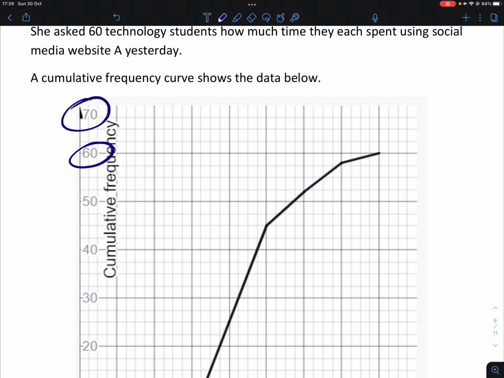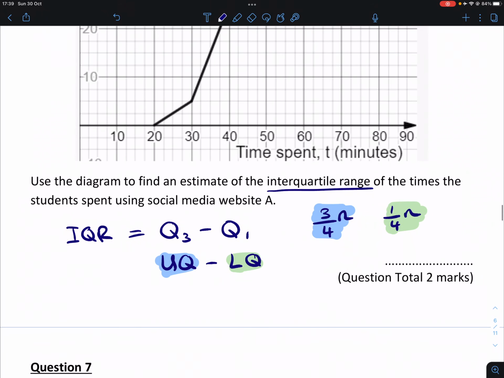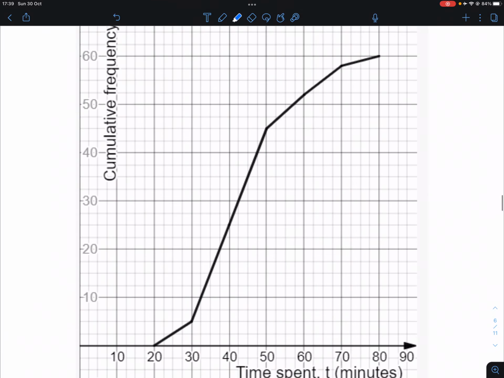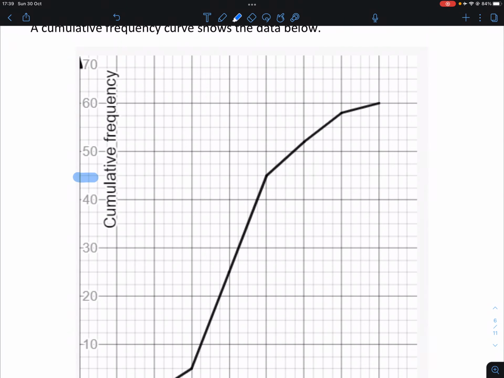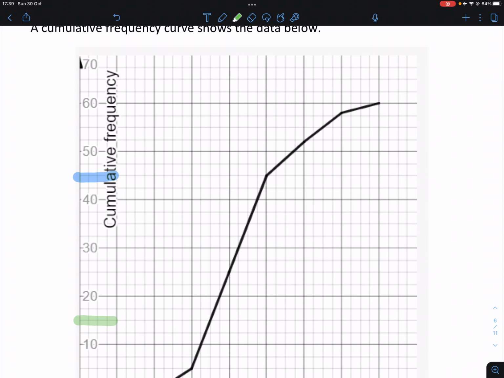They just look at the number that's at the top of the graph, right? 60 relates to the top or the end of our cumulative frequency graph. It also is stated here how many people we have. Then we're going to find 3/4 of 60, and we're going to find 1/4 of 60, which is going to give us the 45th and the 15th values are the ones that we're going to be looking for our quartiles. So the 45th value is going to be here, and the 15th value is going to be here.